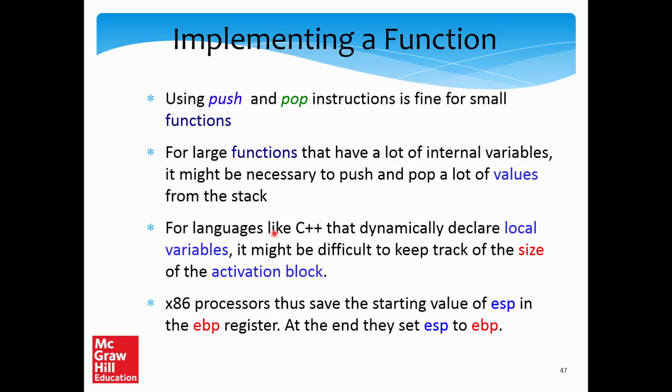So x86 processors have a mechanism of doing this. This is where we use the EBP register. So we save the starting value of ESP. Whenever we enter a function, the value of the stack pointer is called the starting value. So we save the starting value of ESP in the EBP register. So the stack pointer is stored in the base pointer register.